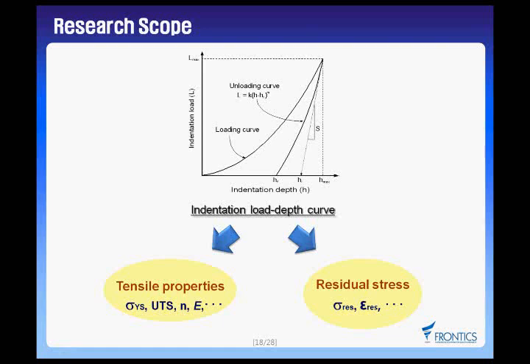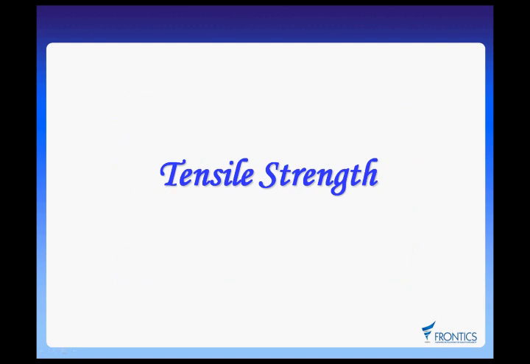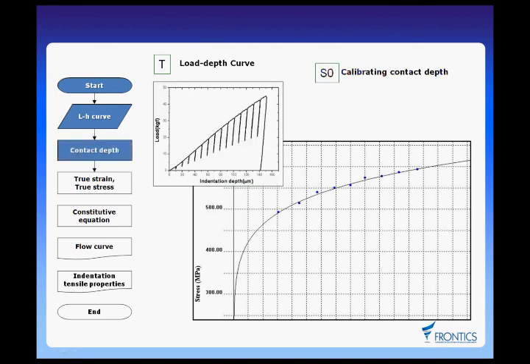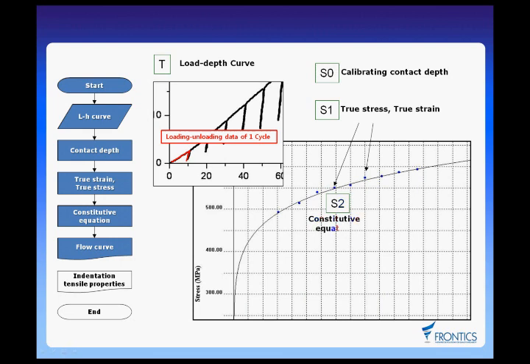How exactly is IIT implemented to evaluate tensile properties and residual stress? We subdivided the algorithm for strength evaluation into 4 steps. Contact depth calibration happens at step 0, taking into account pileup and sink-in effects. True stress and true strain values are determined at step 1. Step 2 fits these values into the constitutive equation. Finally, tensile properties yield strength and tensile strength are determined. The most important things occur at step 0, which determines the contact area, and step 1's definition of true stress and strain values.